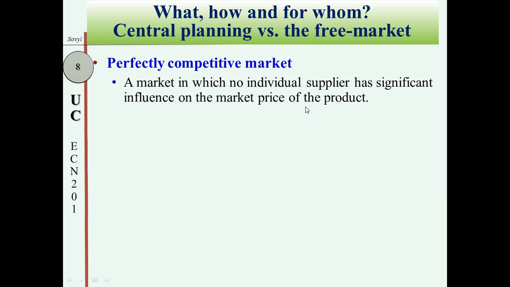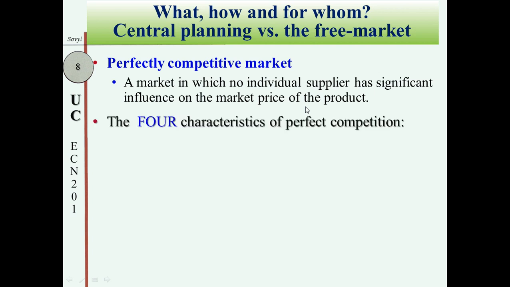Okay, so when we're talking about a perfectly competitive market, a single seller or single supplier does not have enough market power to change the market price. It means they do not have enough power to influence the market price of the product they sell. Okay, the product they sell or they supply.